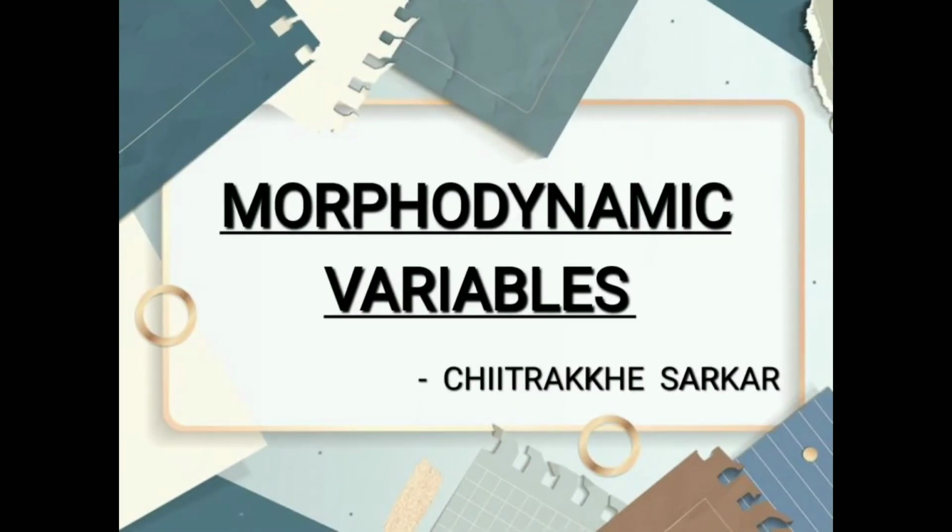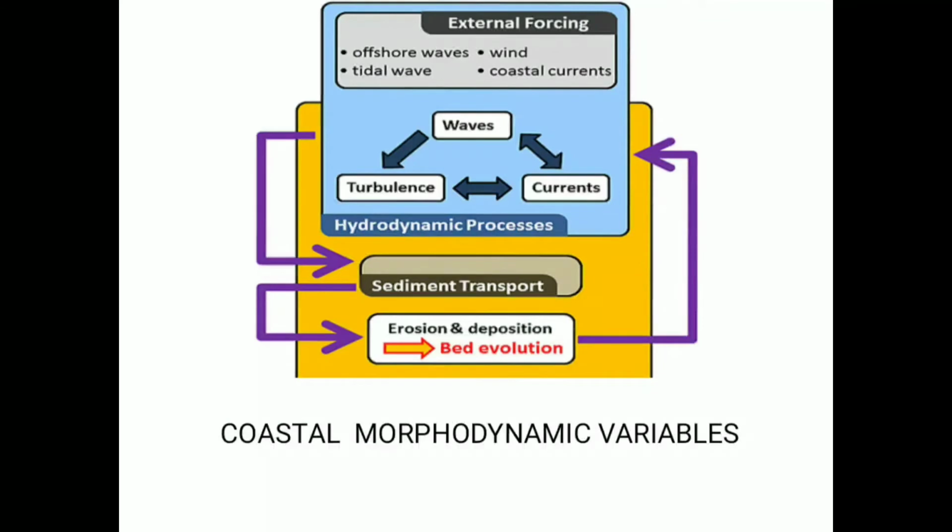My name is Chitrakli Sarkar and I am going to speak on the topic morphodynamic variables. Coastal morphodynamics, that is, the dynamics of beach morphology, refers to the study of the interaction and adjustment of the seafloor topography and fluid hydrodynamic processes, seafloor morphologies, and sequences of change dynamics involving the motion of sediment. Hydrodynamic processes include those of waves, tides, and wind induced currents.